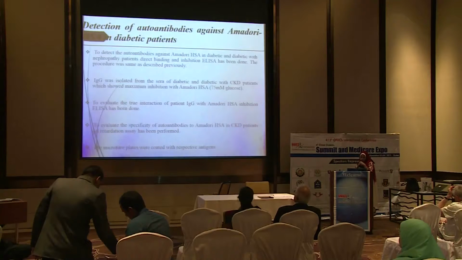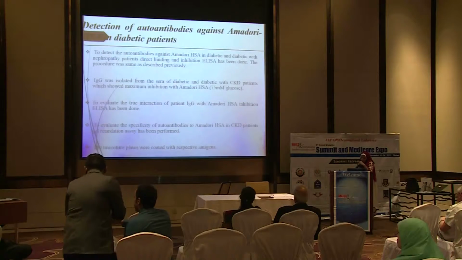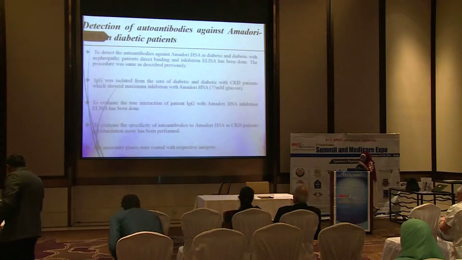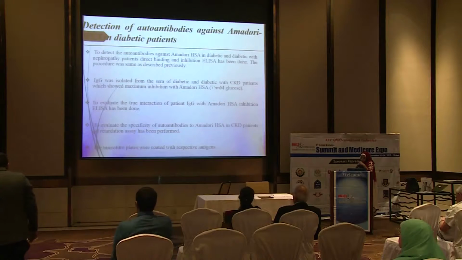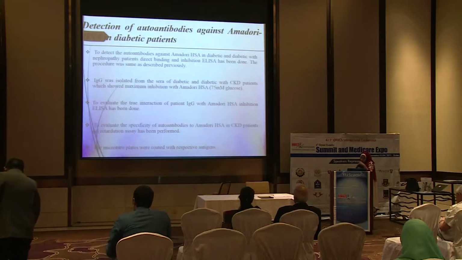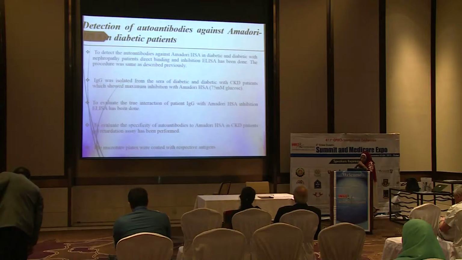To detect the autoantibodies against Amadori-HSA in diabetes and diabetic with nephropathy patients, direct binding ELISA and inhibition ELISA have been done. For the procedure, the IgG was isolated from the sera of diabetic and diabetic CKD patients, which shows maximum inhibition with Amadori-HSA. To evaluate the interaction of patient IgG with Amadori-HSA, inhibition ELISA has been done. To evaluate the specificity of autoantibodies to Amadori-HSA in CKD patients, gel retardation assay has been performed.